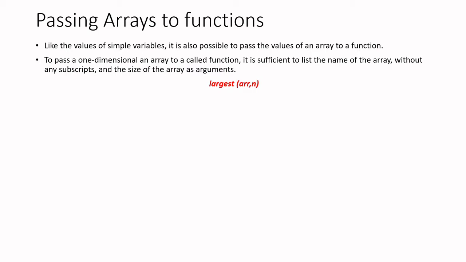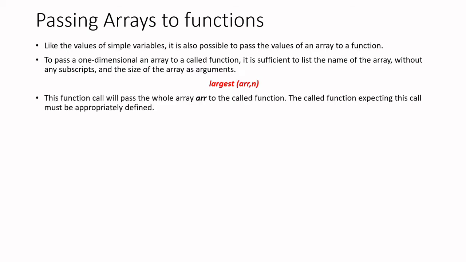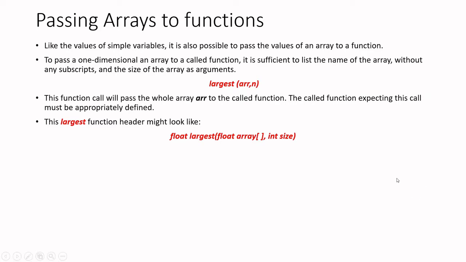In the function call, just like a normal variable, you can directly pass the name of the array without giving any subscript or size of the array as an argument. As the second argument, you can give the size of the array. That will be a normal integer. But ARR, even though it is an integer array, you just have to give the name as such in the function call. Then another thing is the function prototype should be like this.